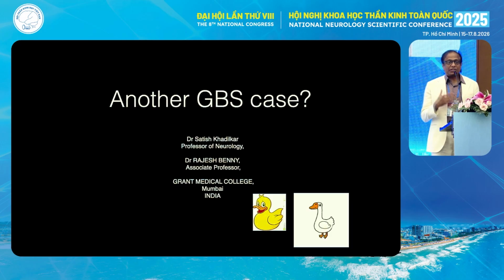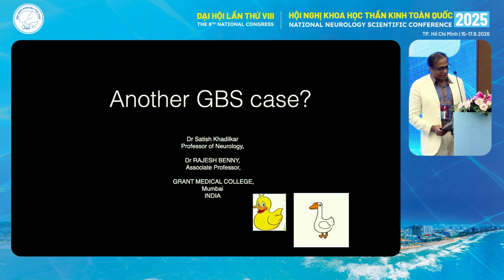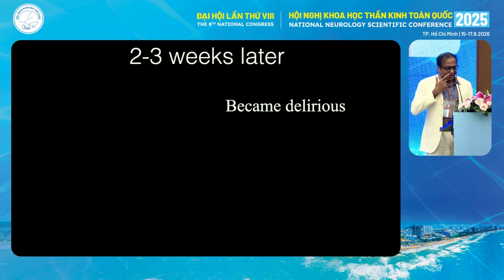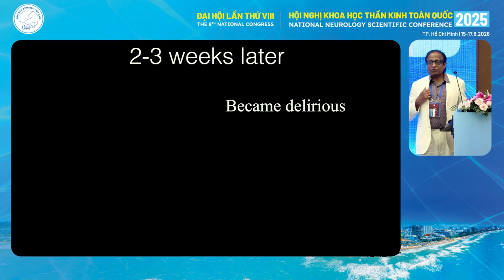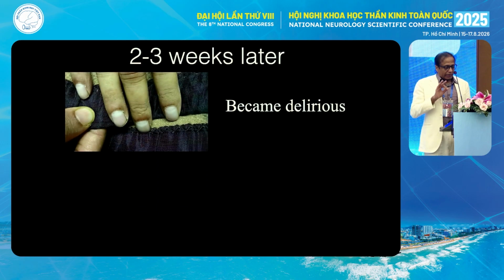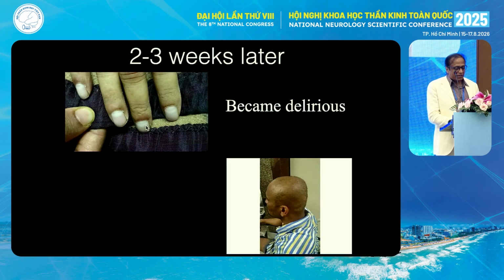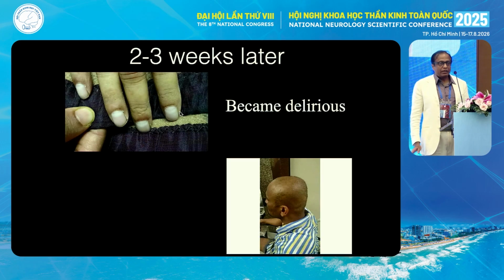Another case that again was shared with me by Professor Satish Kadilka from India. This is another patient, a young man, who again came with acute onset of diarrhea, but 3 to 4 days later, he developed quadriparesis and loss of sensation. Again, looks like a duck, walks like a duck, quacks like a duck, but unusually he became also very confused. And within 3 weeks, he developed complete loss of his hair. He went from a full-haired person to a bald person. And he developed Mees lines, M-E-E-S, Mees lines. Can you see these lines here? So what do you think he was poisoned with?